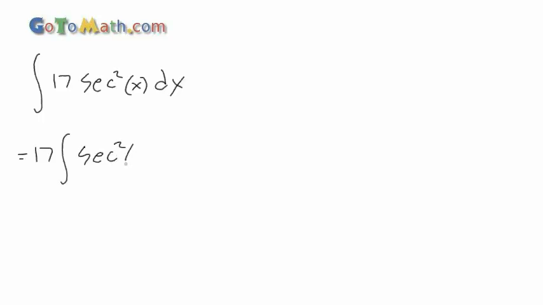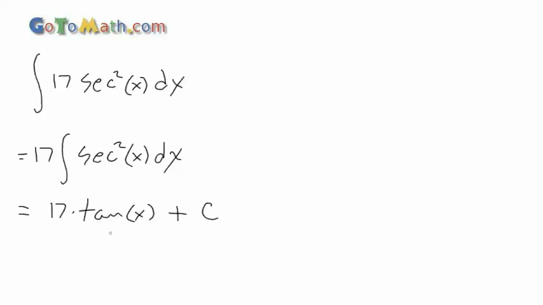Alright, so we have the integral of 17 secant squared x dx, and I'm doing this just to show you can pull those coefficients out front. Okay, so you'll have to memorize this one. Anyway, just go ahead and rewrite that coefficient, and the integral of secant squared x dx is, that's right, tan x. That's it. And then don't forget your c right here.